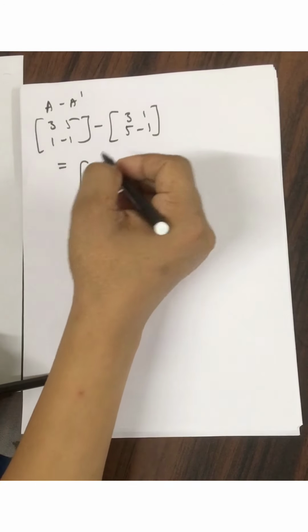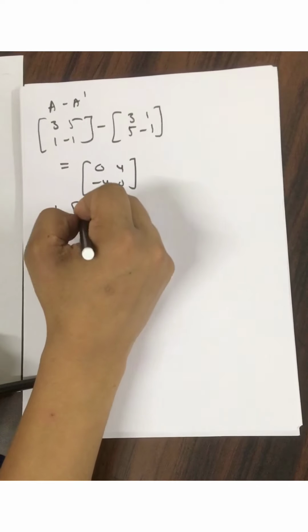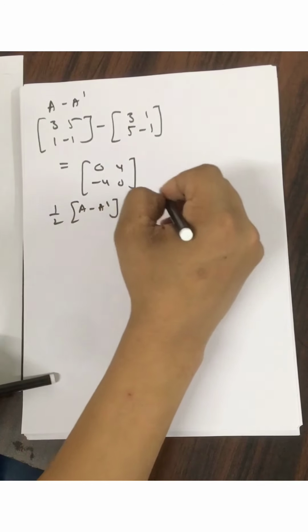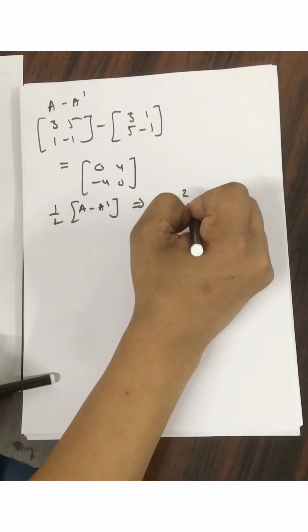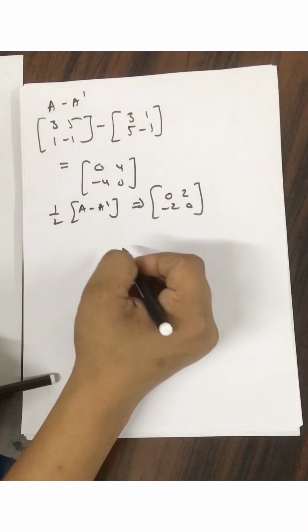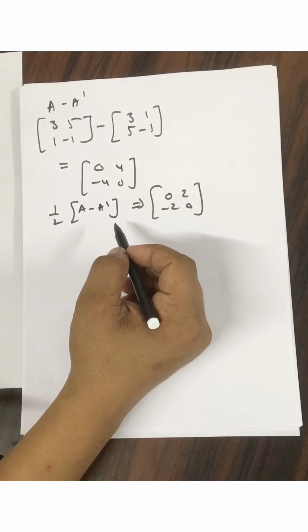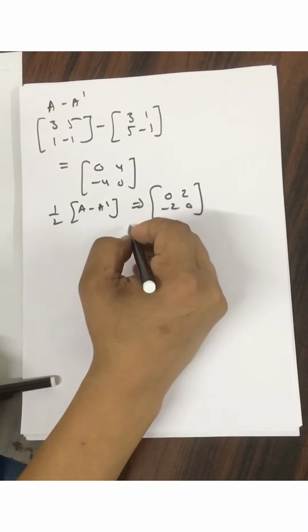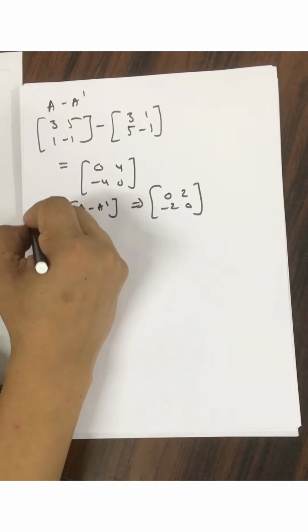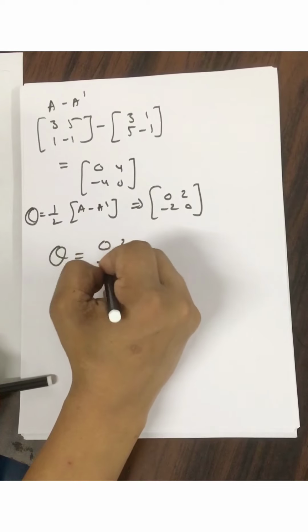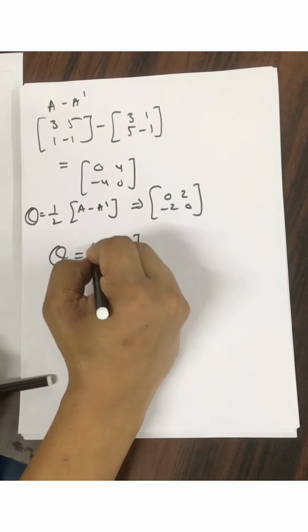So then we'll find half of A minus A dash. How much is that? This will come 0, 2, minus 2 and 0. We divide by 2. Now you can see that, suppose this is Q equals 0, 2, minus 2, 0.